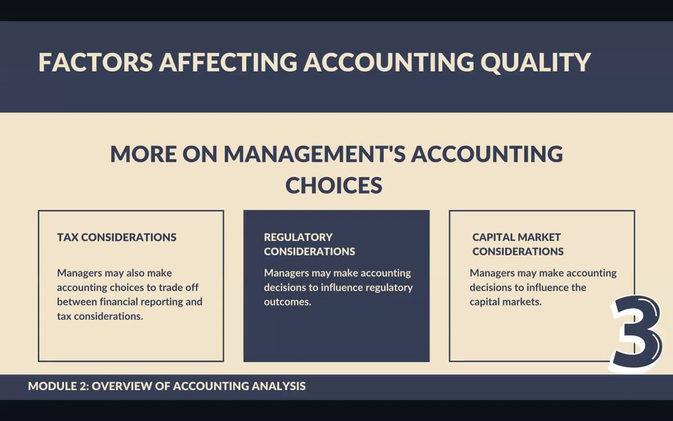Next, we have regulatory considerations. So, managers may make accounting decisions to influence regulatory outcomes. Of course, businesses would have to follow the rules and regulations of governing bodies such as, but not limited to, the BIR and the SEC. So because of these regulatory considerations, the managers would have to align the accounting choices with the regulatory outcomes that they want.